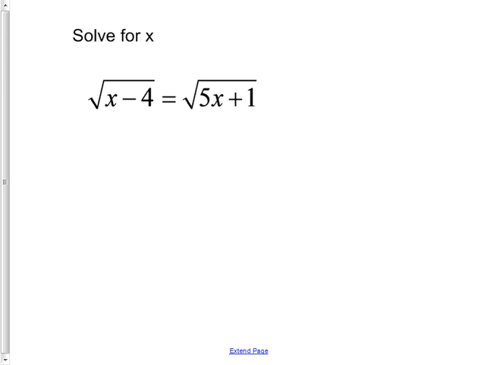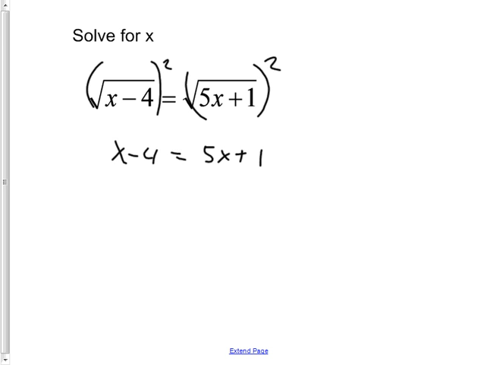Moving on. This one. Square both sides. See what you get. Okay, now we're going to give this one a try. Squaring both sides gives us x minus 4 and 5x plus 1, because squaring just undoes those square roots. It is as simple as that.